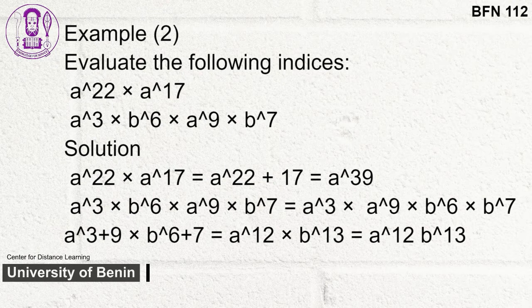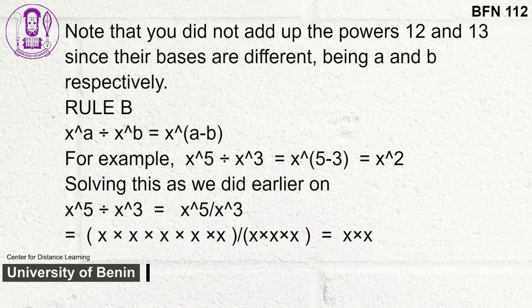Solution. a to the power of 22 times a to the power of 17 equals a to the power of 22 plus 17 equals a to the power of 39. a cubed times b to the power of 6 times a to the power of 9 times b to the power of 7 equals a cubed times a to the power of 9 times b to the power of 6 times b to the power of 7, which is a to the power of 3 plus 9 times b to the power of 6 plus 7 equals a to the power of 12 times b to the power of 13. Note that you did not add up the powers 12 and 13 since their bases are different, being a and b respectively.